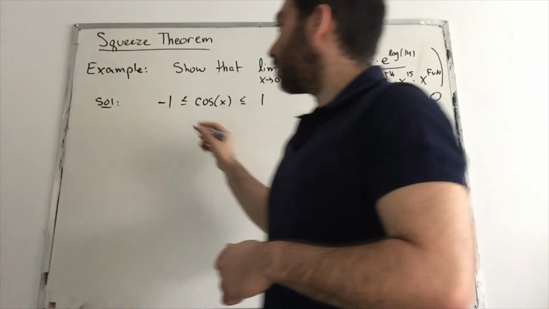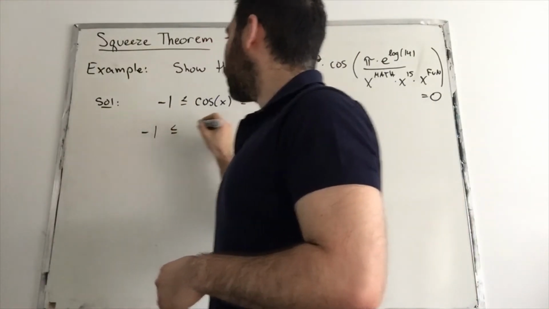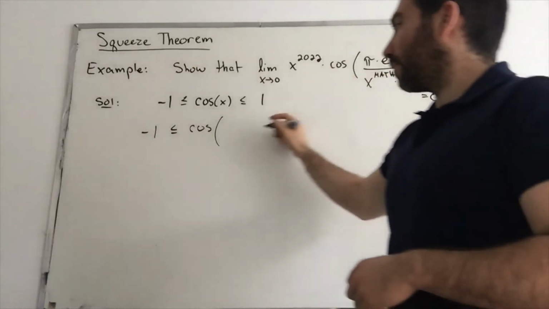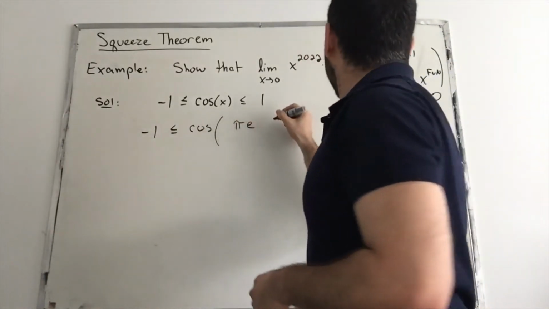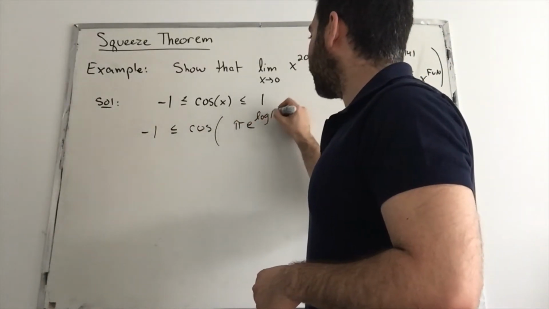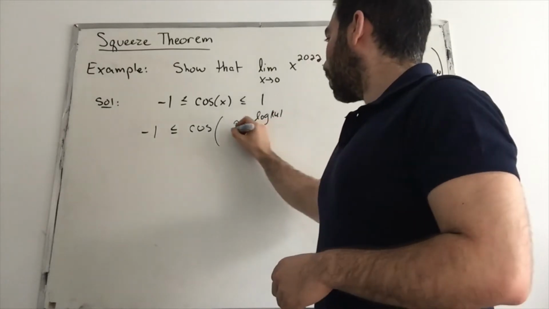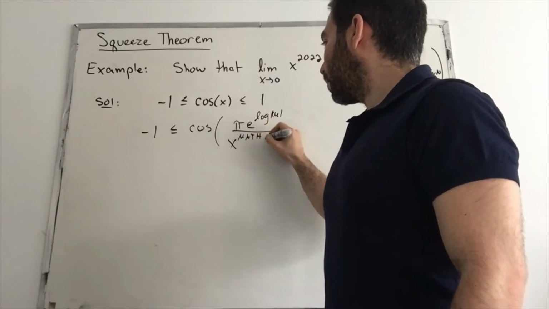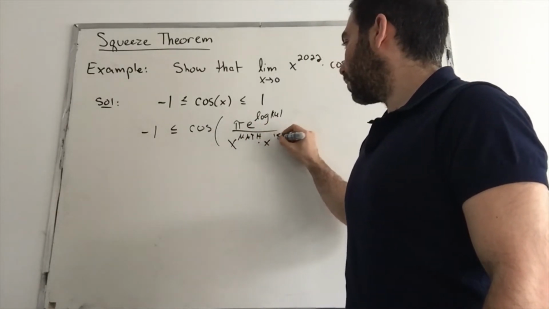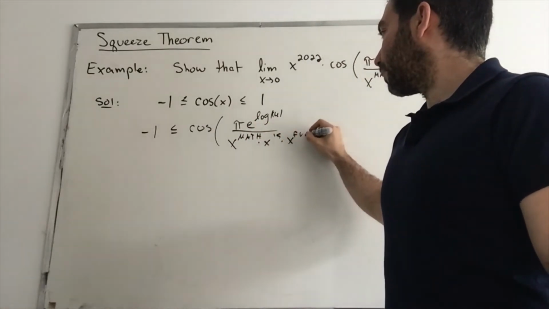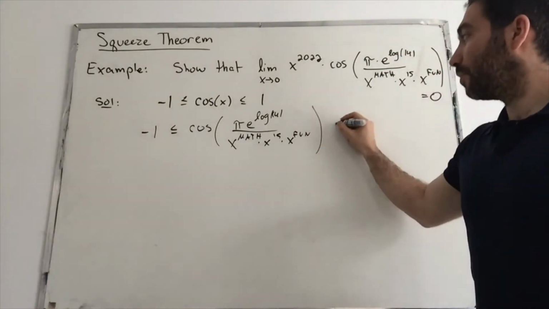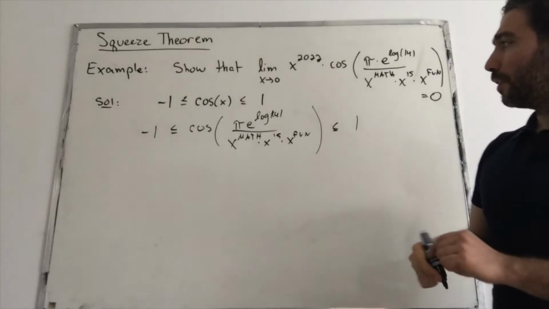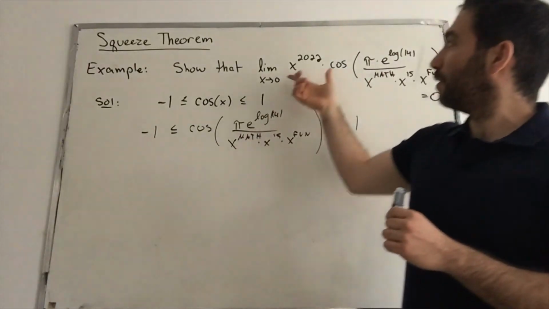So we could state that -1 is less than or equal to cos of everything that's in the bracket, doesn't matter what's in there, pi e to the log 14, all that divided by x to the math is fun. It's still going to be bounded between -1 and 1. So this is great. So we're almost there. We're almost done building towards this whole thing.